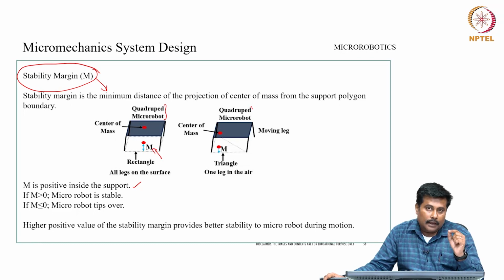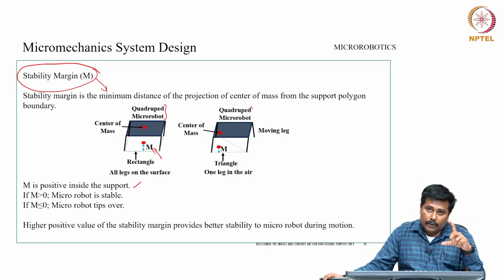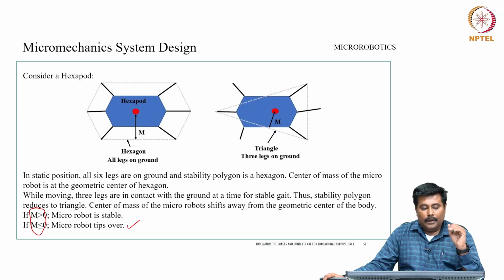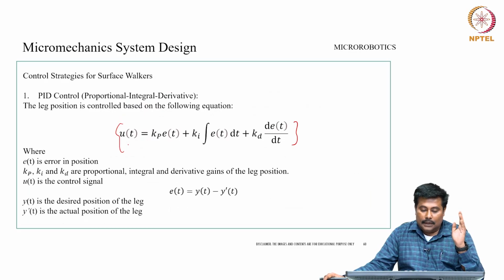Similarly, one of the key parameters to understand this process is the stability margin. As far as the stability margin is concerned, all the legs are on the surface, and appropriately we try to see the micro robot stability. So a boundary condition is set with reference to the micro robot stability, and we can also consider a hexapod, with all legs on the ground and the three-leg system.